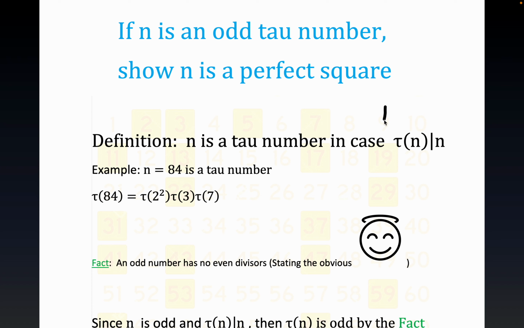Let me write something down here for you before we get started. Tau of n divides n means the very same thing as saying n is equal to some multiple of tau of n. Now, y'all, tau of n, I'm going to end up writing it like t. It just counts the number of divisors of n. So this statement says the very same thing as saying n is equal to some multiple of tau of n.